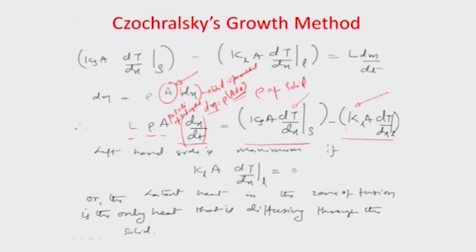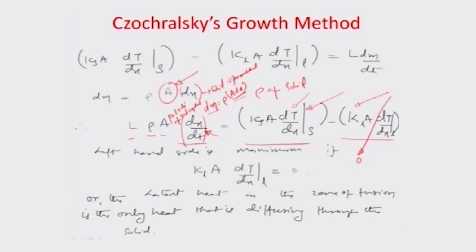So, if we were to assume that our pull rate is maximum for the purpose of high yield production, we should have a situation where this negative component should go to 0. So, therefore, typically whatever is coming as heat into the zone of fusion is really the amount of heat going away from the zone of fusion. So, that is typically a case in one dimensional heat transfer.